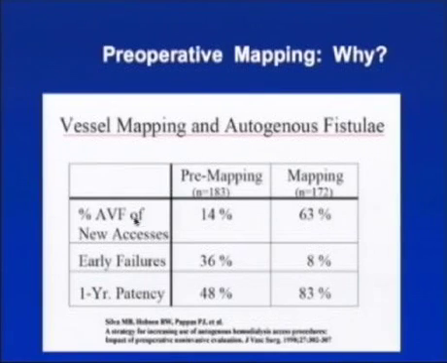fistulas or grafts. They had 14% of their new access fistulas performed, but after they began mapping, the number of fistulas climbed to 63%. The early failures prior to their mapping of arteries and veins was 36%, and their failure rate dropped to 8% as far as early failures involving the mapping procedure. One-year patency rates were also quite a bit higher for those patients that they scanned preoperatively. So there's a compelling reason to study the suitability prior to the surgical procedure.